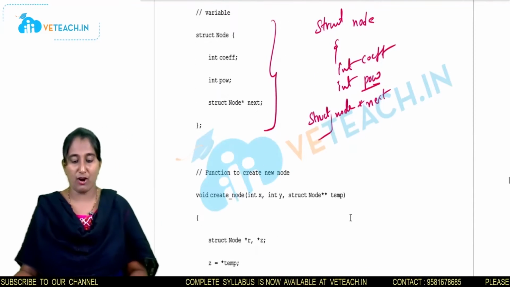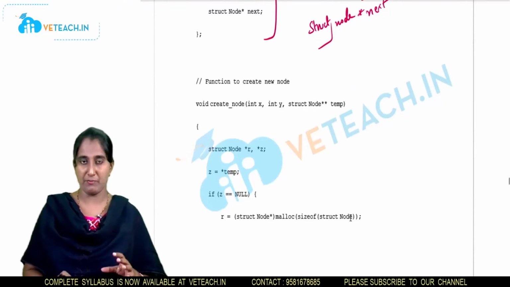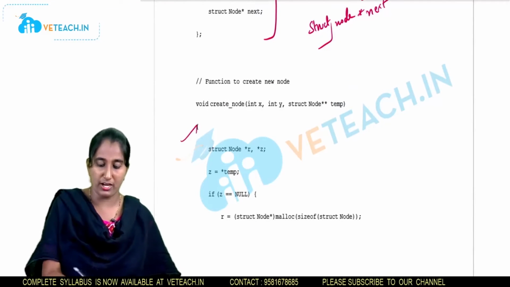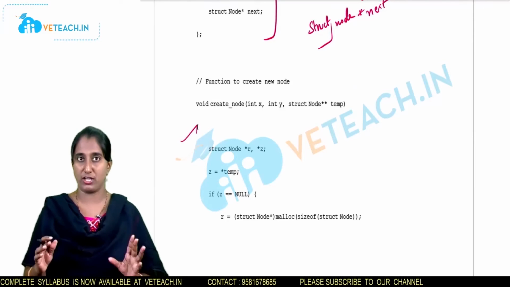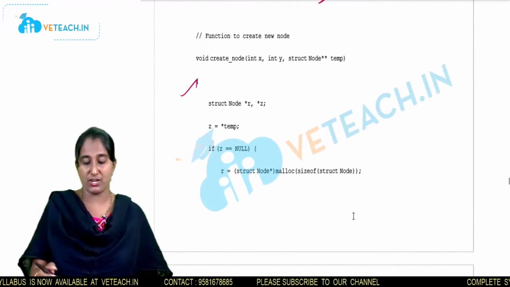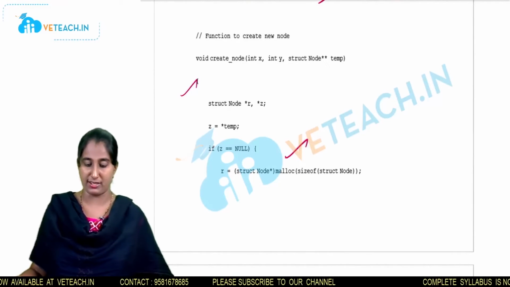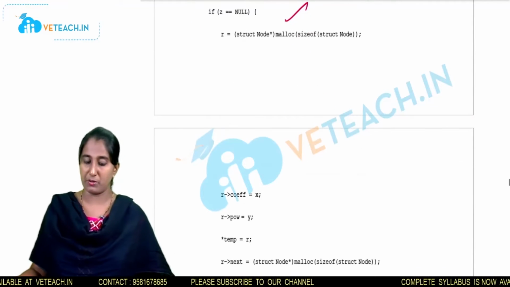Now what we need to do, we need to create a node for every element, right? So we need to create a node. This is a function where we need to create a node for each and every element. So we all know for creation we need memory. We should take the malloc function in order to create the memory. We have created the memory.